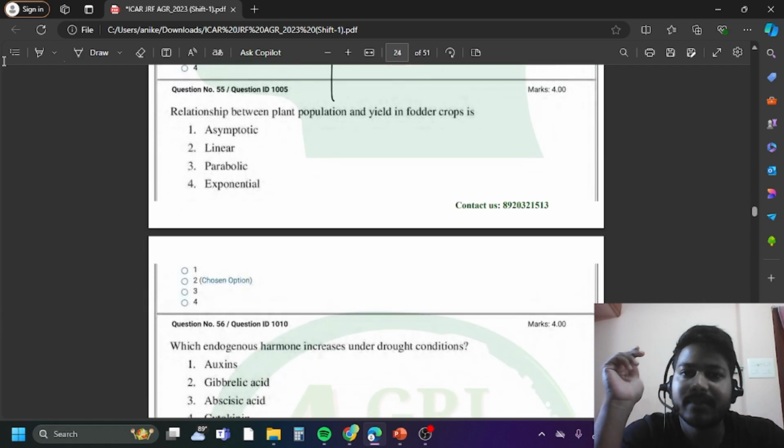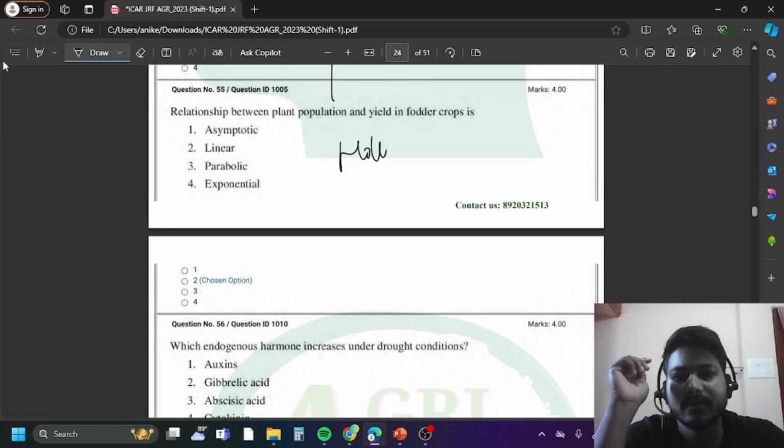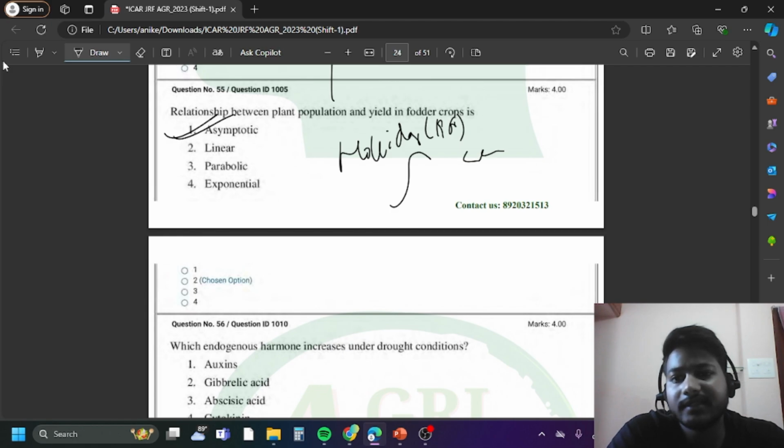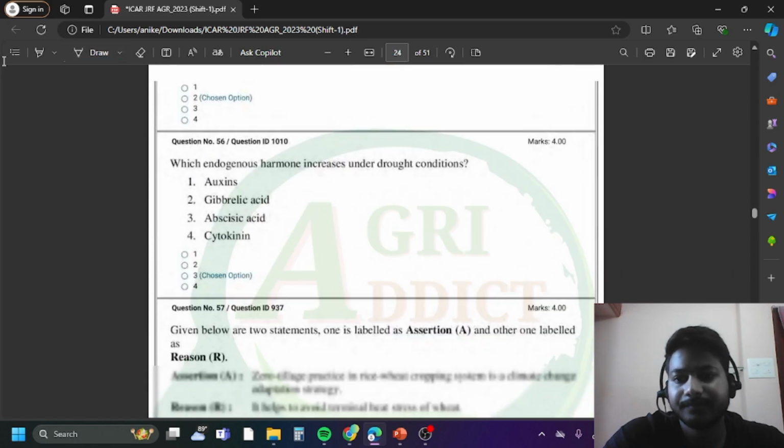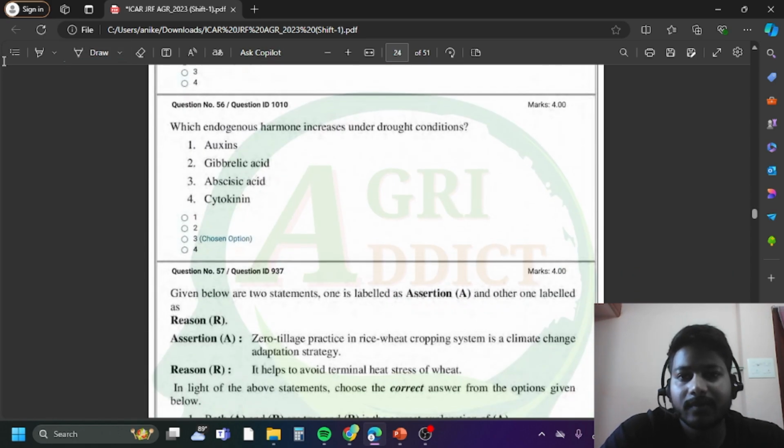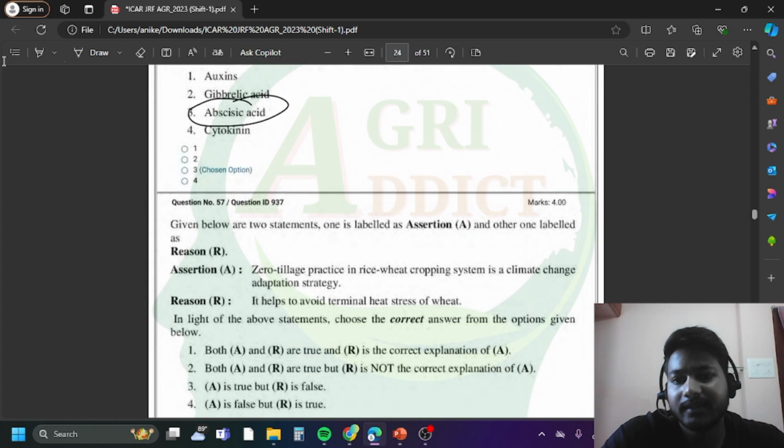Relationship between plant population and yield of fodder crop. Based on Holliday, 1960, plant population yield in fodder is asymptotic, and in case of cereal it is parabolic. These two you need to remember, it is most important. Which endogenous hormone increases under drought condition? ड्रॉट कंडीशन में कौन सा हार्मोन ज़्यादा पाया जाता है? That is abscisic acid. Next we'll move.